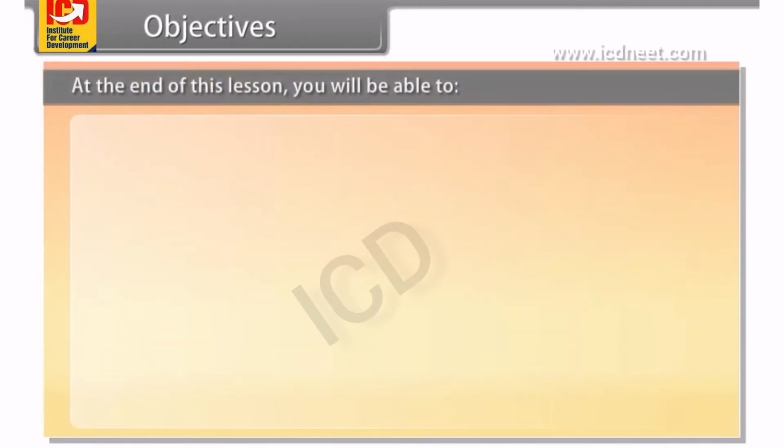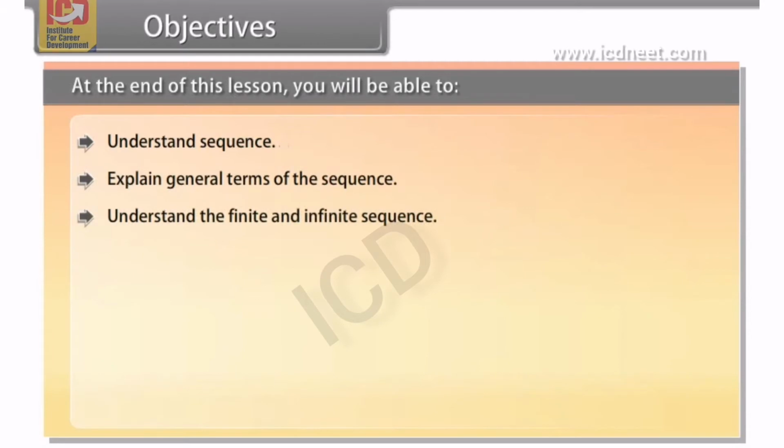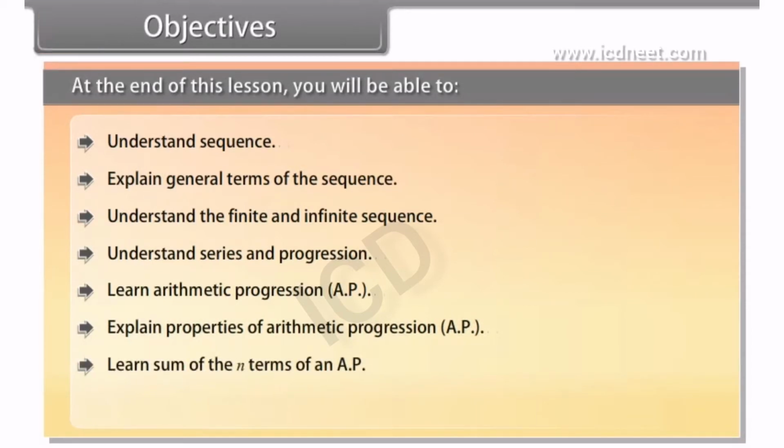Objectives. At the end of this lesson, you will be able to understand sequence, explain general terms of the sequence, understand the finite and infinite sequence, understand series and progression, learn arithmetic progression, explain properties of arithmetic progression, learn sum of the n terms of an AP, learn arithmetic mean.